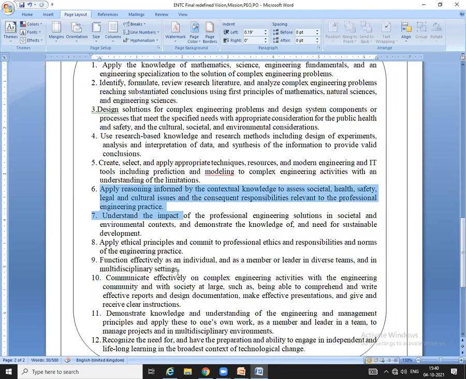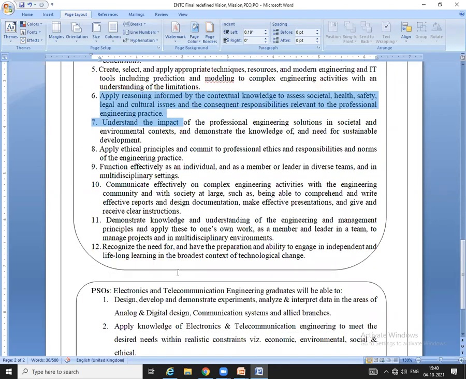Sixth, apply reasoning informed by contextual knowledge to assess societal, health, safety, legal, and cultural issues and the consequent responsibilities relevant to professional engineering practice. Seventh, understand the impact of professional engineering solutions in societal and environmental contexts and demonstrate knowledge of the need for sustainable development. Eighth, apply ethical principles. Ethics comes everywhere. Commit to professional ethics and responsibilities and the norms of the engineering practice.